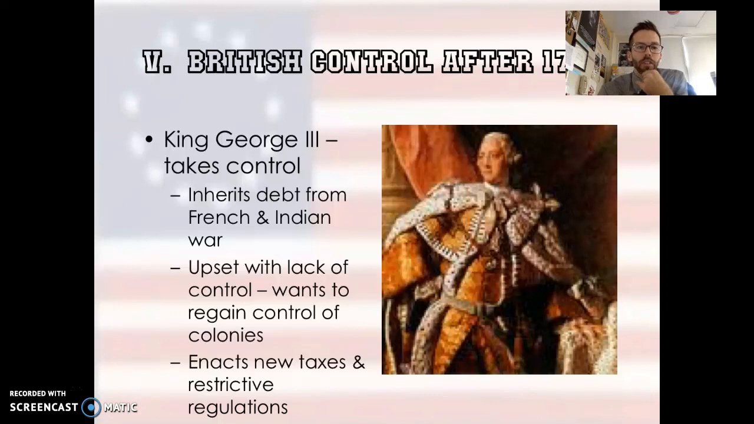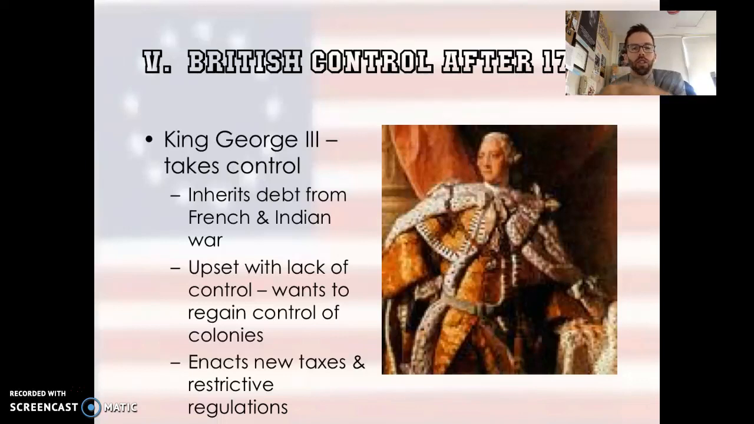Now, after 1760, we're going to have the French and Indian War, and then King George III takes control and inherits a lot of debt. Wars are expensive, and as the mother country, England, goes into debt, they're going to look for new ways to gain income, and that's going to come from taxes and restrictions.